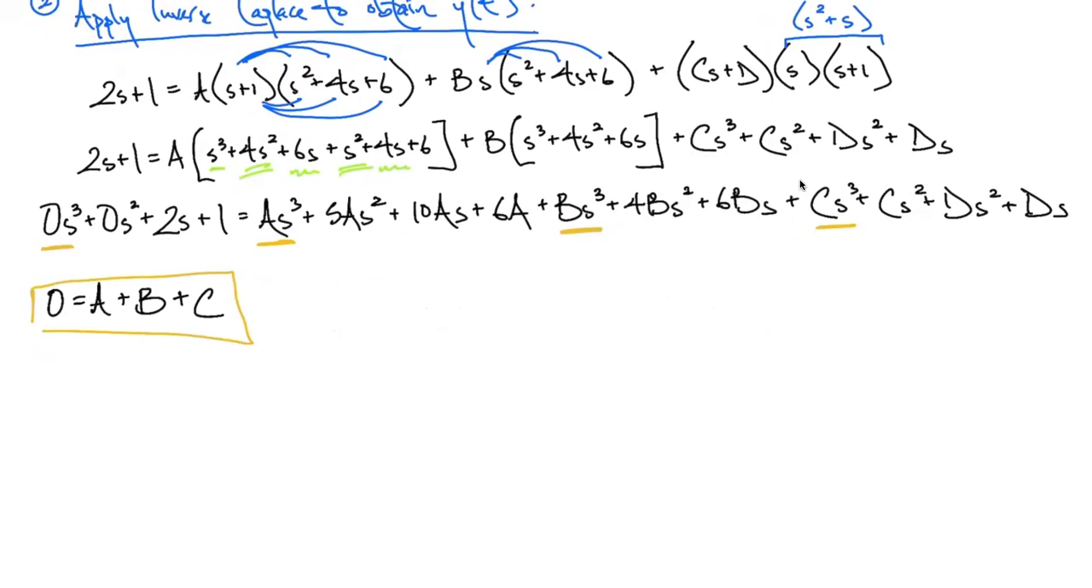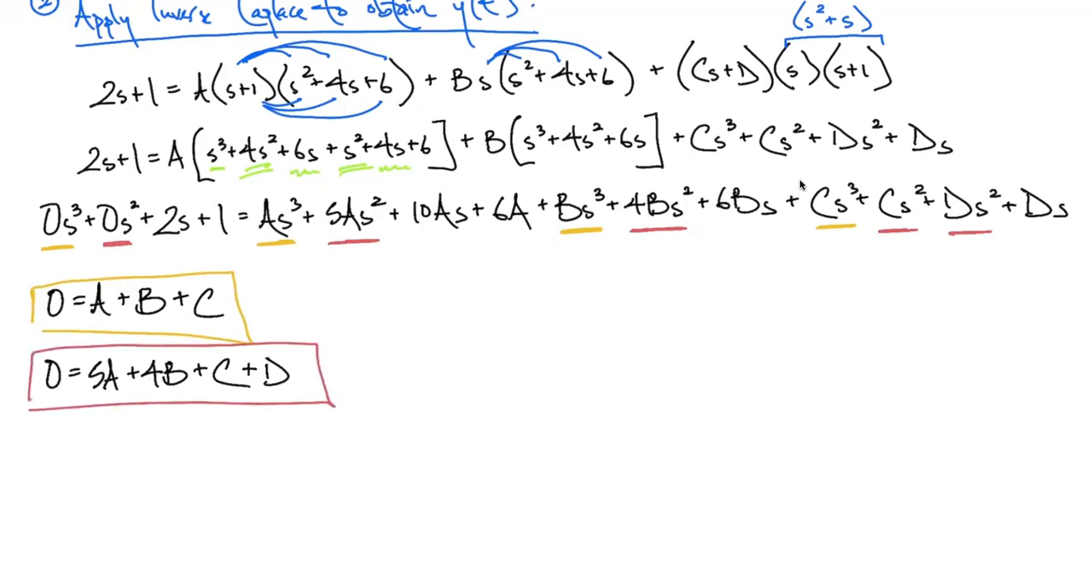All right, let's go through the quadratic ones. 0s squared equals 5as squared plus 4bs squared plus cs squared plus ds squared. So this one actually has 4 terms to it: 0 equals 5a plus 4b plus c plus d. Okay, this one will correspond to all the terms underlined in that color.